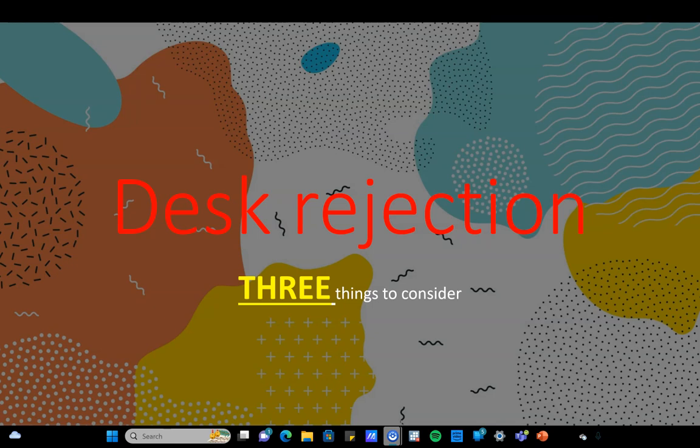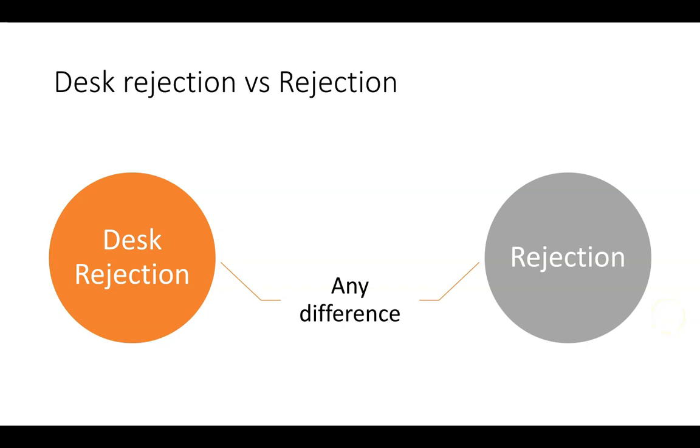So I'm just going to focus on three simple issues or areas that we can focus on and perhaps avoid this rejection in the future. So let's begin. What is a desk rejection and how is it different from a regular rejection?